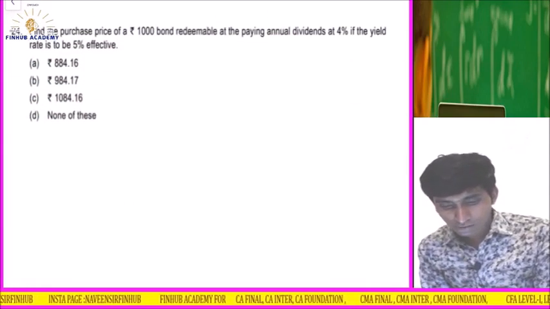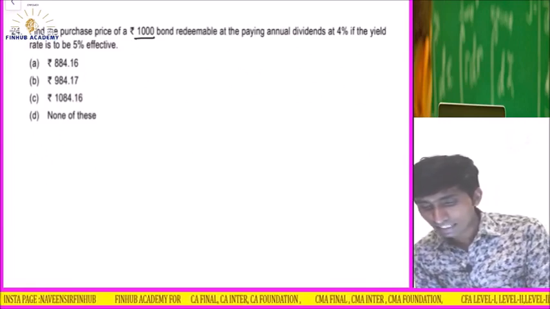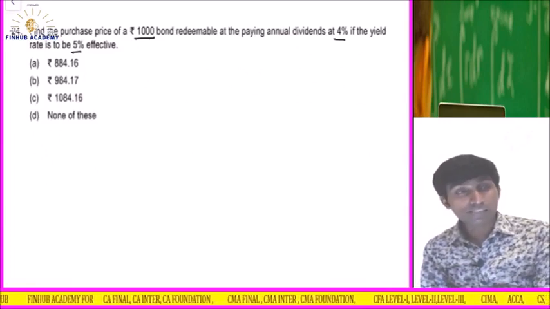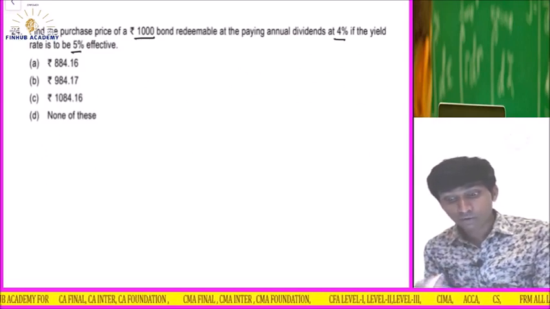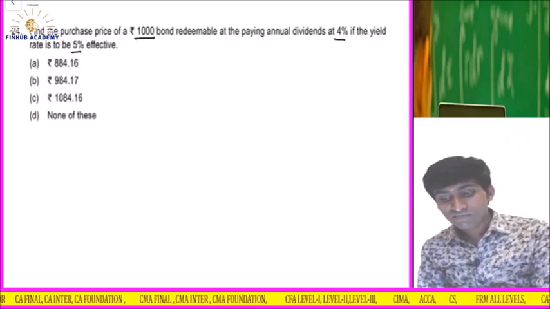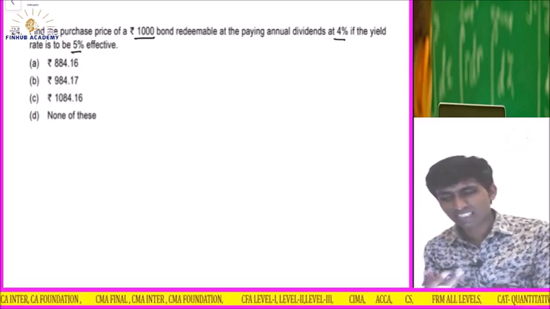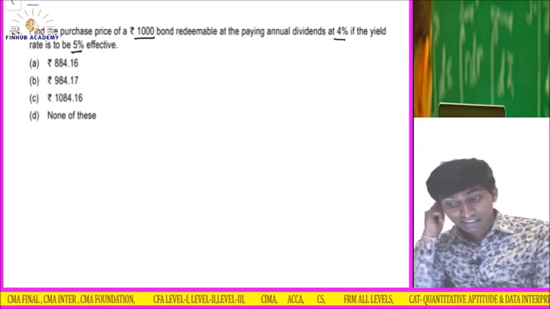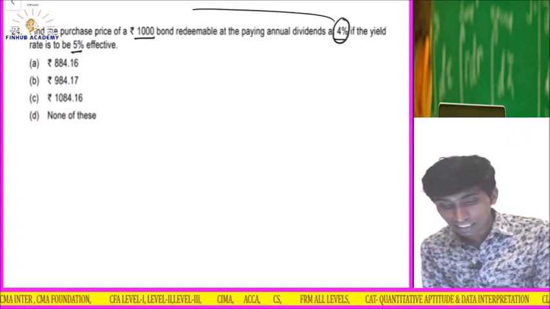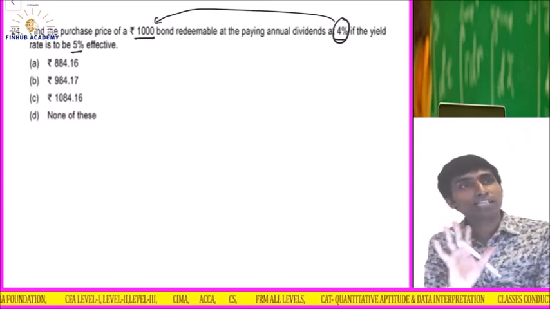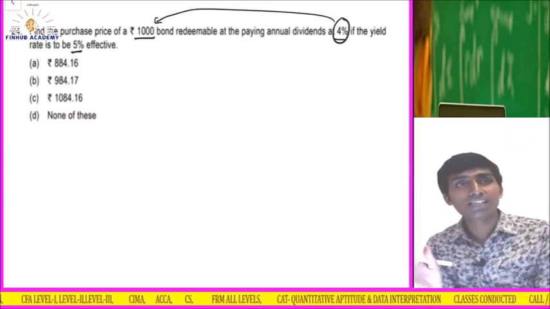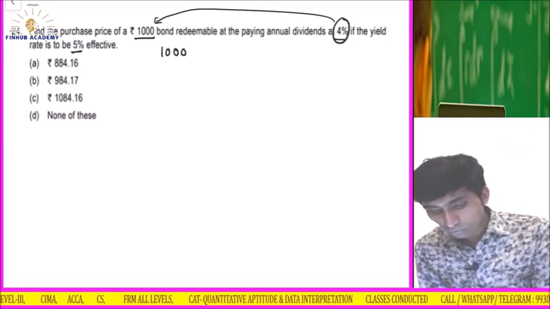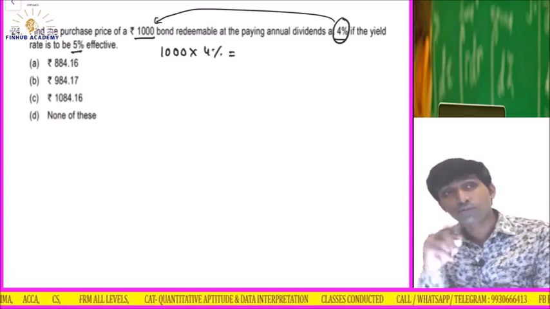Find the purchase price of a 1000 bond redeemable, paying an annual dividend of 4%. The yield rate is to be 5% effective. They are saying dividend, it's okay, it means interest. The yield rate is 5%, and the dividend is at 4%. This dividend should be calculated on what? The language is very wrong according to finance. Bonds do not yield dividends, shares yield dividends. So 4%. 1000 into 4%, what will I get? The coupon. We used to call this the coupon.